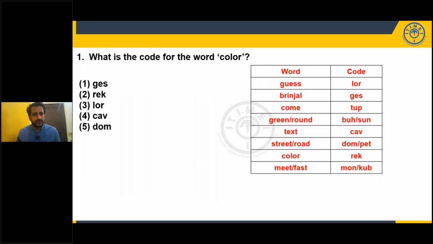Now, what is the first question? What is the code for the word color? For color, we have an exact code, that is REK. So choice 2 is my answer. So the answer is choice 2.